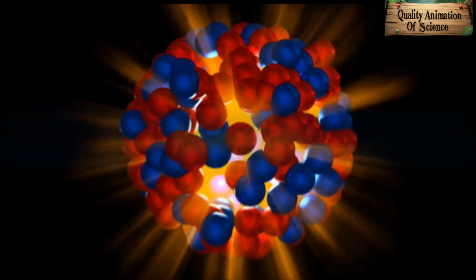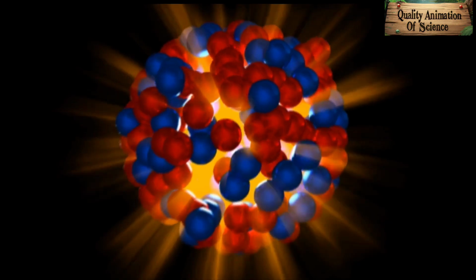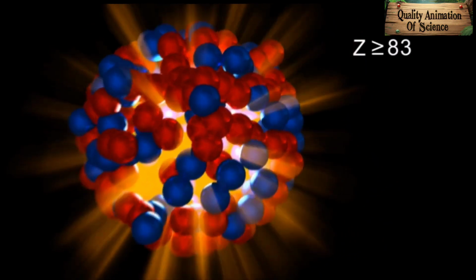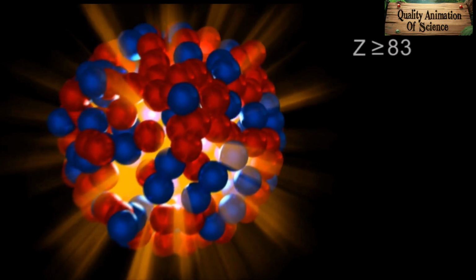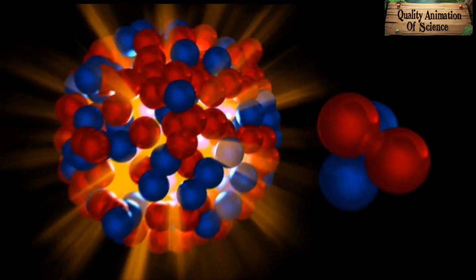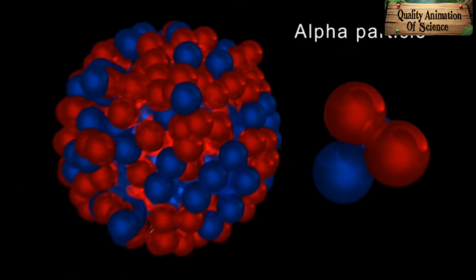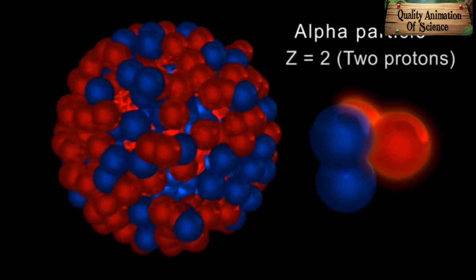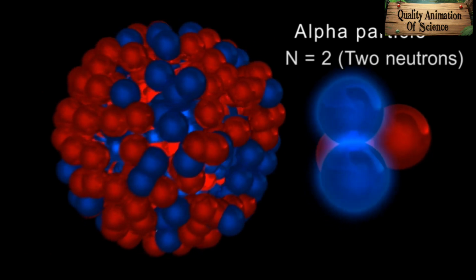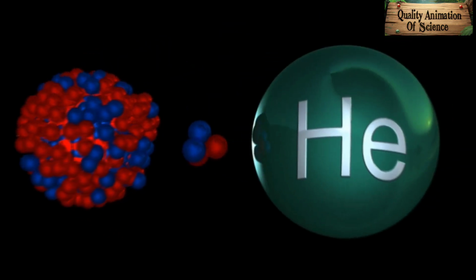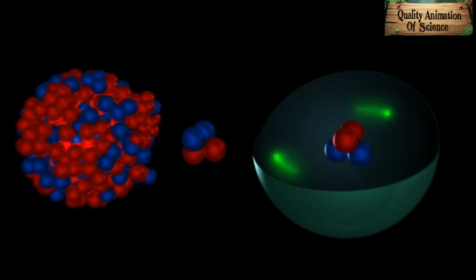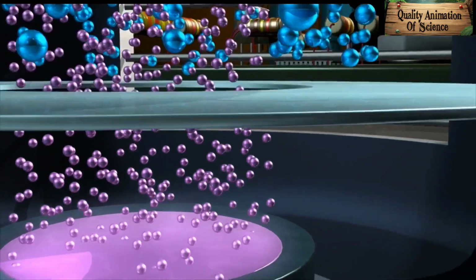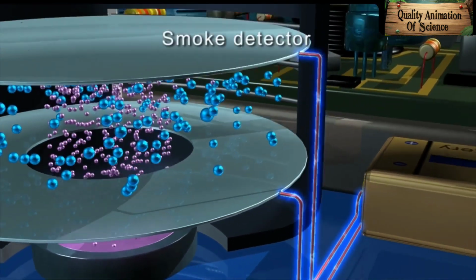Summary: To attain stability, the nuclei with Z greater than or equal to 83 spontaneously transform themselves into lighter ones through emission of one or more alpha particles. An alpha particle is a composite particle consisting of 2 protons and 2 neutrons tightly bound together. It is identical to the nucleus of a helium atom. The emission of alpha particles is efficiently used in instruments like smoke detectors.